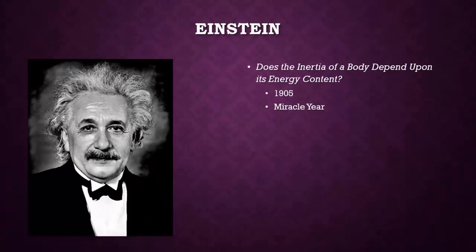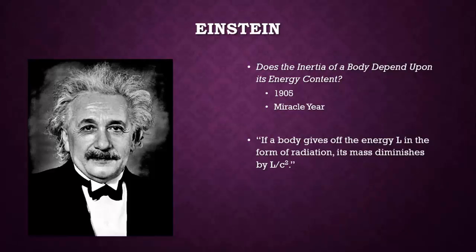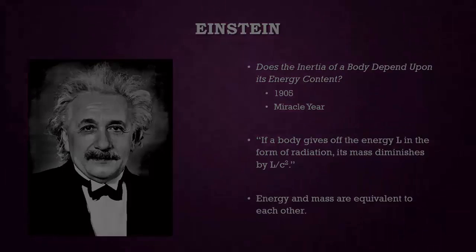In 1905, Einstein published a paper entitled, "Does the inertia of a body depend upon its energy content?" In that paper, he wrote, "If a body gives off the energy L in the form of radiation, its mass diminishes by L divided by c squared." In other words, this means that energy and mass are equivalent to each other.